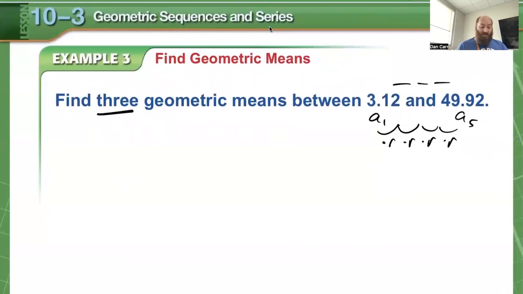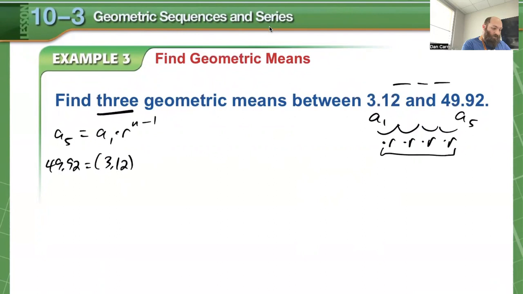So keep that in mind. How do we represent this repeated multiplication idea? Well, we'll still use the formula. If we know we're going to use a sub 5 compared to a sub 1 times r to the n minus 1 power. That's my setup. So a sub 5 in this case is 49.92. A sub 1 is 3.12. Then r is unknown, so I'll leave it like that, but then I'm going to have 5 minus 1 up there. All right, so I'll do 2 things at the same time.